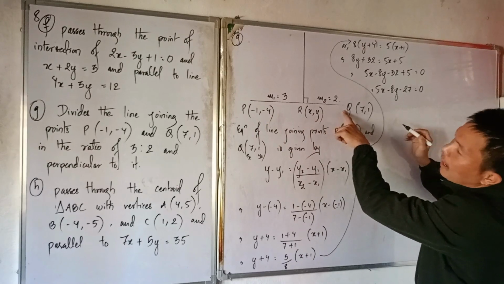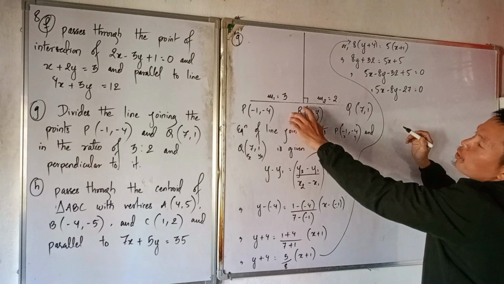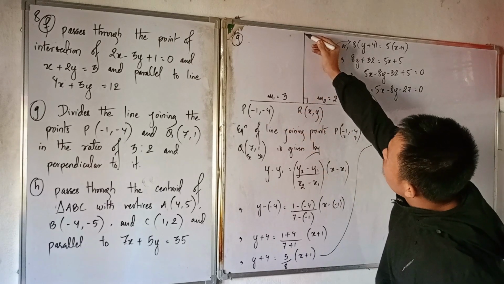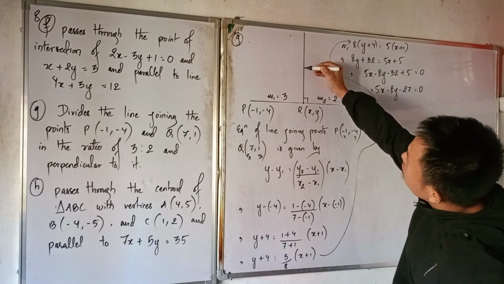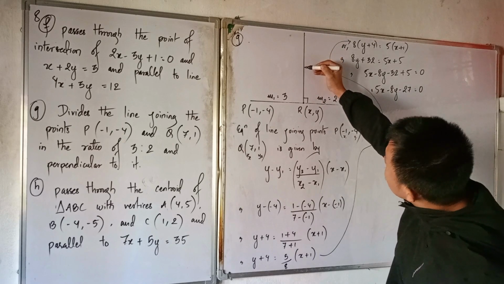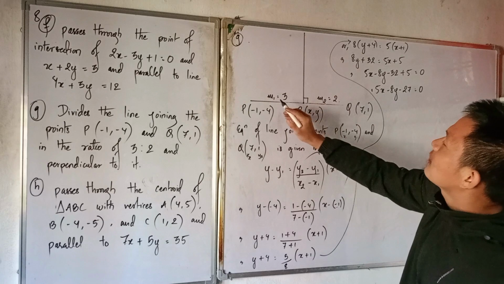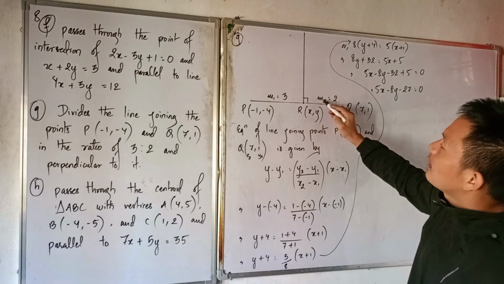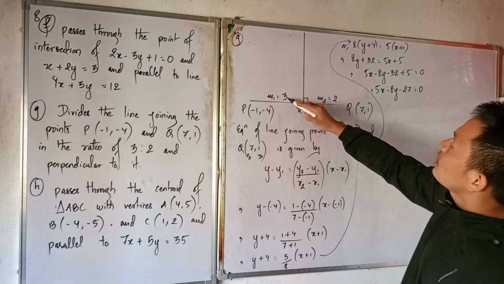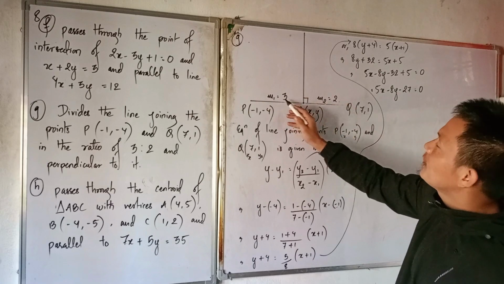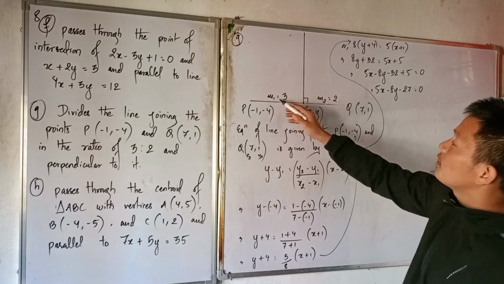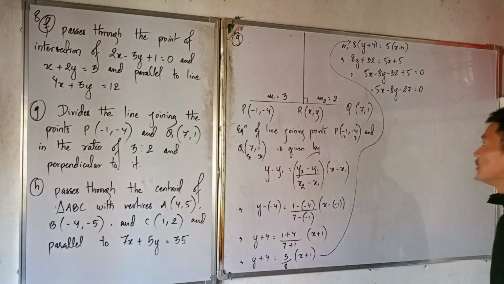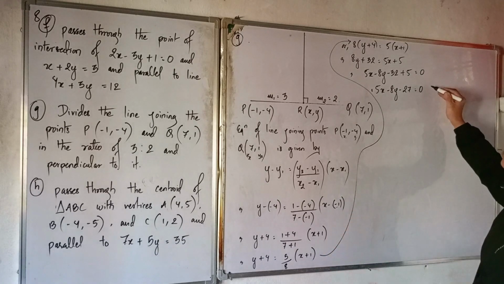Now we have to find the point R here. Since you have to find the equation of this perpendicular line, and the same line divides PQ in the ratio m1 to m2, which is 3 to 2. So m1 will be 3 and m2 will be 2. This is the ratio, okay? Not to get confused, this is not the slope.